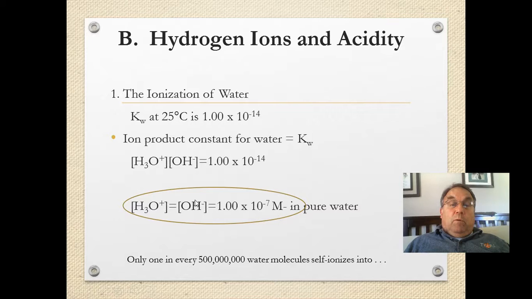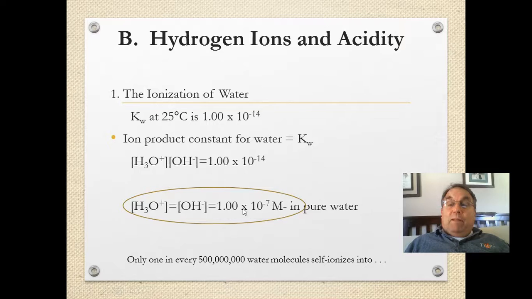So if we solve for those, we say that they're equal. I messed up. So this would be x times x. So it wouldn't be 2x, it'd be x squared. So the square root of 10 to the negative 14th is 10 to the negative 7th. So the concentration of hydronium and hydroxide in pure water is 10 to the negative 7th.